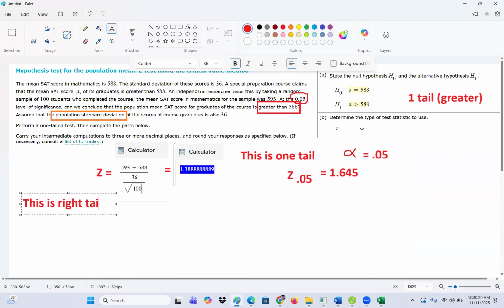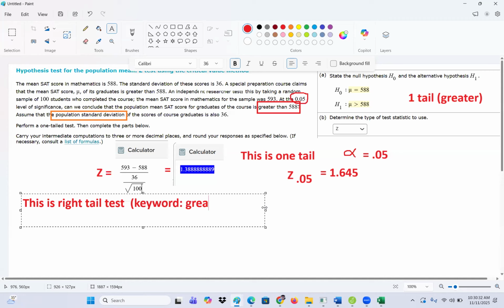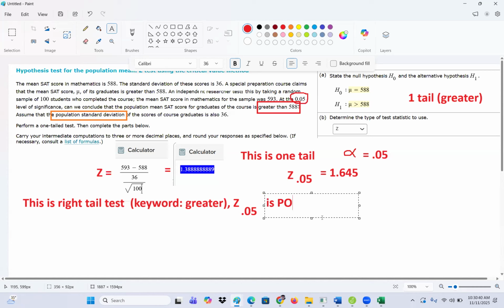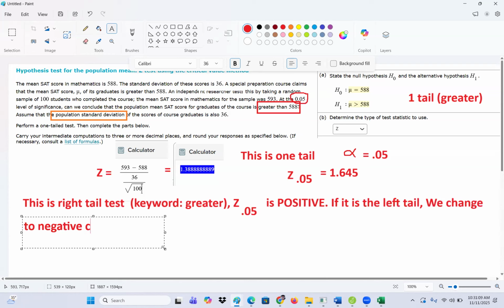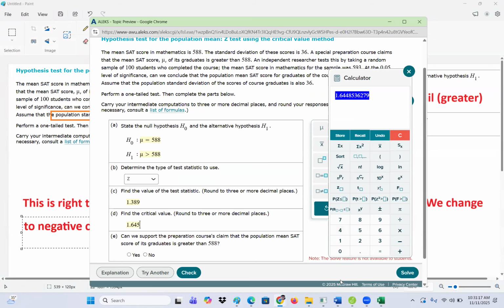Because the word is greater than, the z-score is positive. If that is the left tail test, the keyword will be less than or fewer than, something like that. So the z will be negative, and we change to the negative critical values. Okay, just making sure that we have this. Any questions? Any concerns?